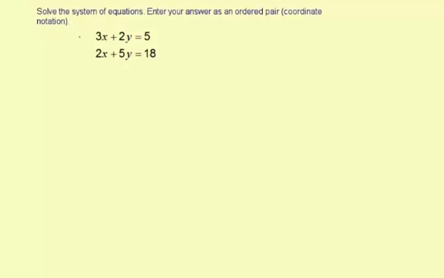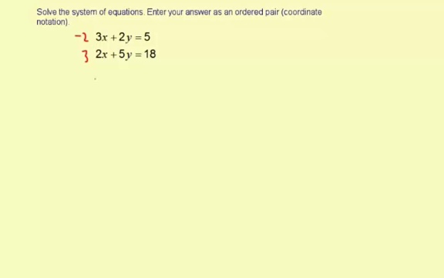So to create that 6 that we need for the x, I'm going to multiply the first equation by -2 and the second equation by +3. And -2 times 3x will be -6x, 3 times 2x will be +6x. And then we add, the x's will be eliminated.